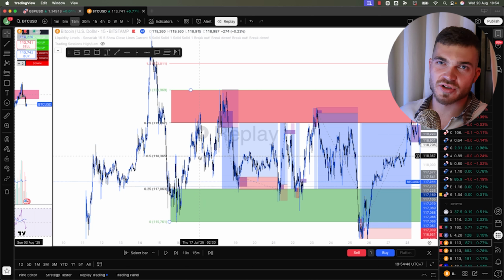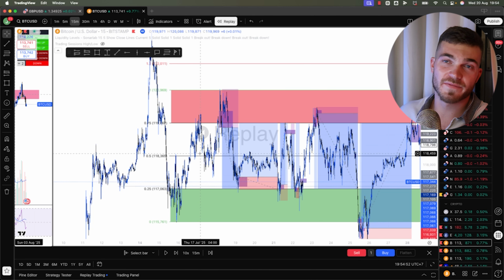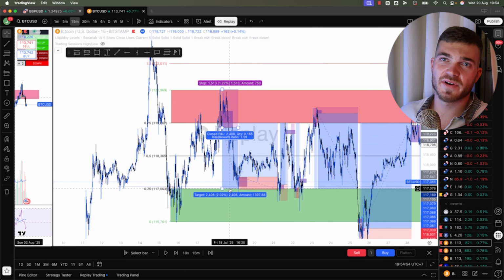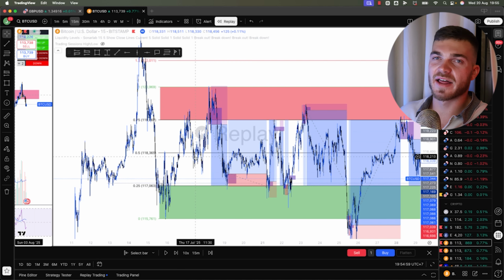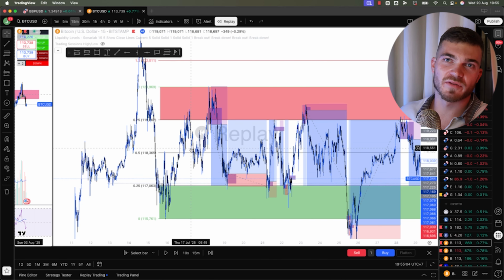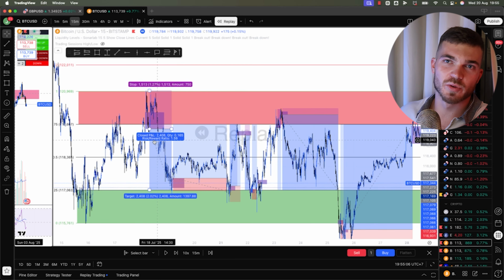Leave it alone. Just don't get involved with it. Sometimes you can take profits to the 0.5, so you could look to have 2 take profits. You could have one at the 0.5, and then you could also have one down at the other extreme as well. But do not be placing trades in the middle of a range. You will get chopped up and you will lose a lot of money.